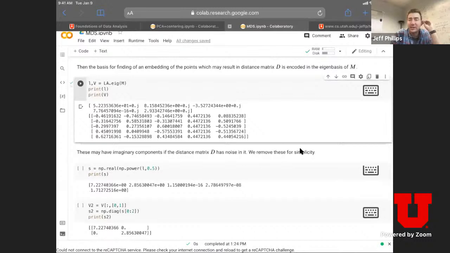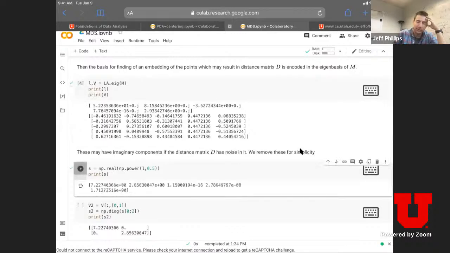Okay, when you do the eigendecomposition, it's not a perfect positive definite matrix, or there's some rounding error. The eigendecomposition might have some imaginary values to the eigenvalues. So we're going to take the real parts, and also I'm going to take the square root, right? So I'm going to take them to a power of 0.5. That'll take the square root of them, and then I'll take the real part of what is left.